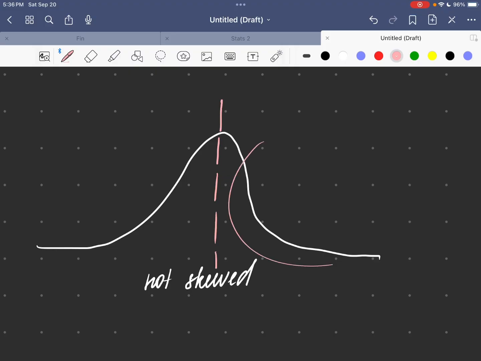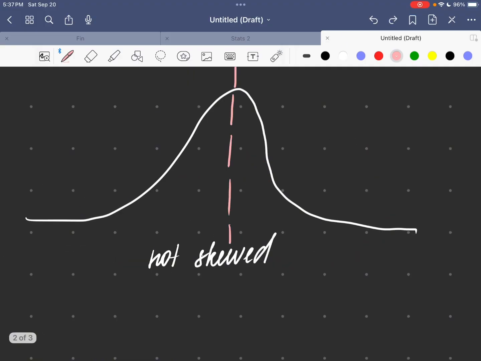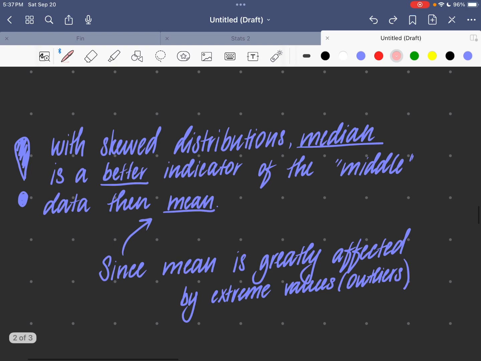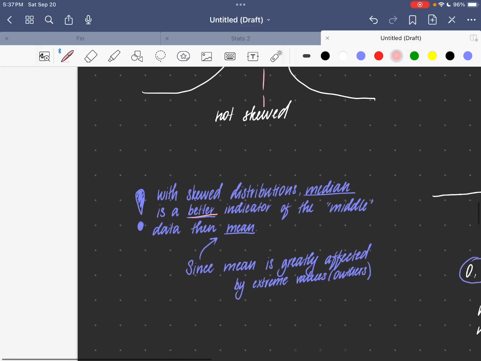One side is just like the other, so we just say that this is a not skewed distribution. There's an important note here that with skewed distribution, median is a better indicator of the middle data than the mean, because the mean is greatly affected by extreme values, which are outliers. So let me show you what I mean.